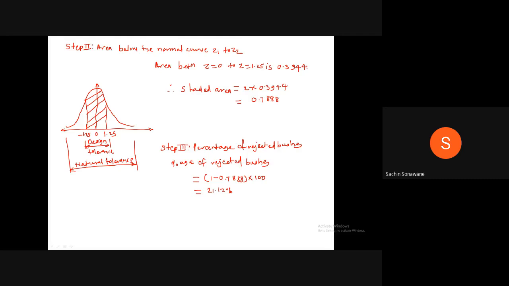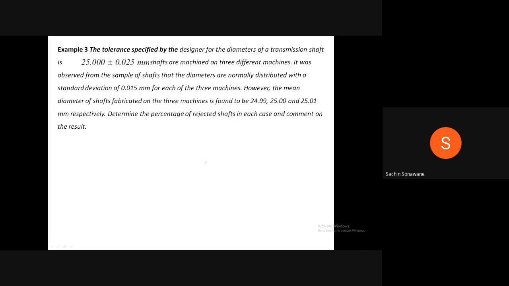Okay, I think you have written. Then write down this problem number 3 now. The tolerance specified by the designer for the diameters of a transmission shaft is 25 plus minus 0.025 mm.